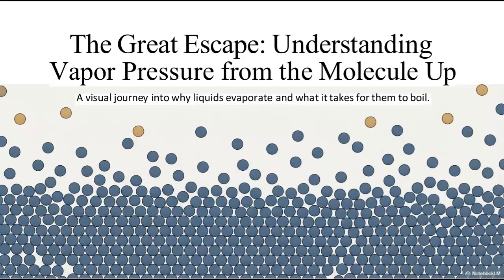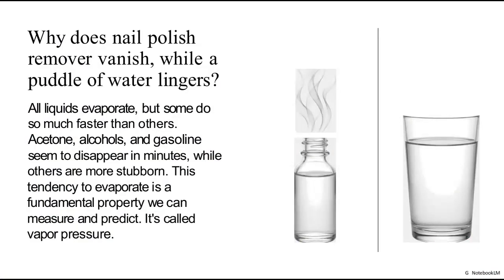So in here, we'll give it some definitions, and we're going to try to quantify that mathematically today. And then in the lab, you will put it to practice, and you're going to compare different liquids and see which one evaporates faster. And then you'll be able to explain why things evaporate faster than others and what is going on. So let's start by looking at why does nail polish remover vanish while a puddle of water lingers?